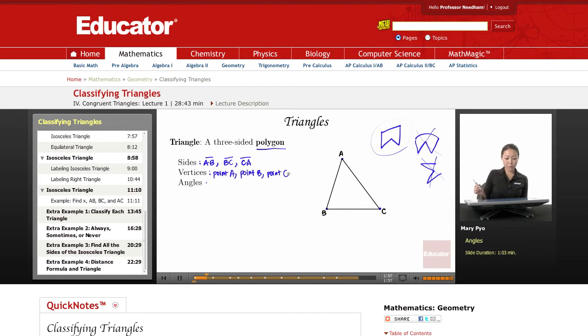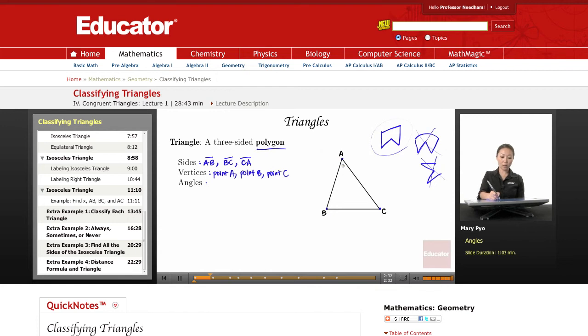The angles. Now, for this angle right here, I can say angle ABC, or I can just say angle B, as long as there's only one angle. If I have a line that's coming out through here, then I'll have several different angles, so I can't label it angle B. But as long as there's only one single angle from that vertex, then you can label the angle by that point. So this angle right here can be called angle B.